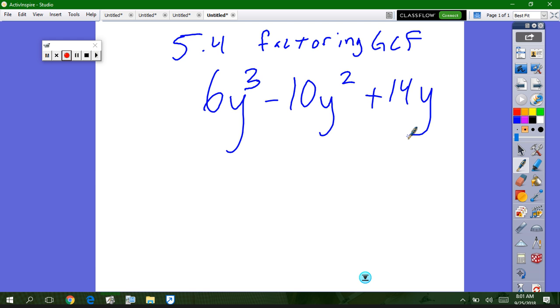Here's our first polynomial. We just added and subtracted polynomials and multiplied polynomials, right? Factoring is kind of undoing multiplication of polynomials, correct? Kind of the opposite of what we did there. So first off, what I'm looking for is what numbers does 6, 10, and 14 have in common? Do they have any numbers in common? They have a 2. Do they have anything higher than a 2? No, 2 is the highest.